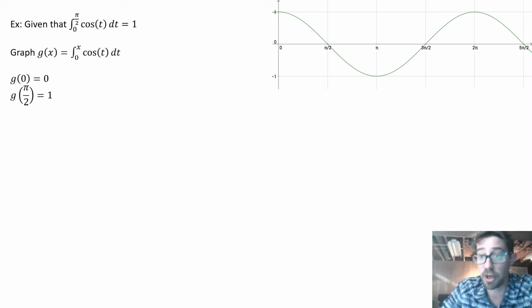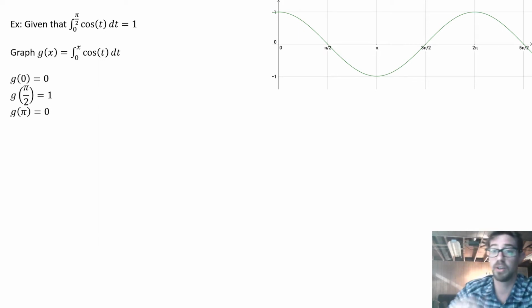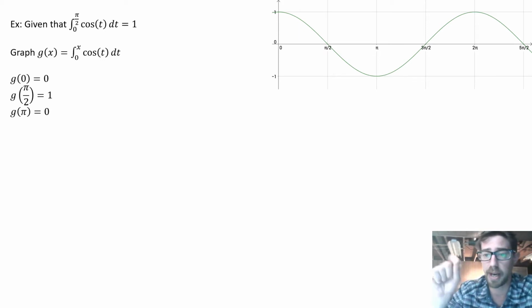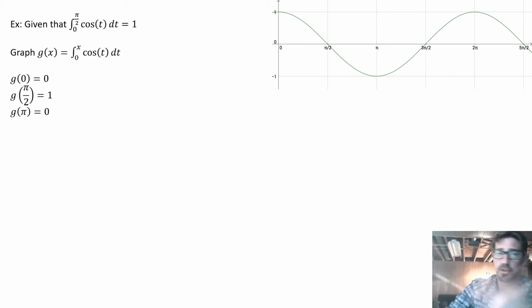G of pi over 2 I gave you. That's the area between 0 and pi over 2 under that cosine curve. So I'm just telling you that that's exactly 1. Now, we have cumulative area. So if you look between pi over 2 and pi, well, if that first shaded area is exactly 1, then so is that area, except it's negative, right? So if you just look between 0 and pi, it's pretty clear that, oh, look, that negative area is exactly the same as that positive area, so it just totally cancels it out. So g of pi is back to being 0.